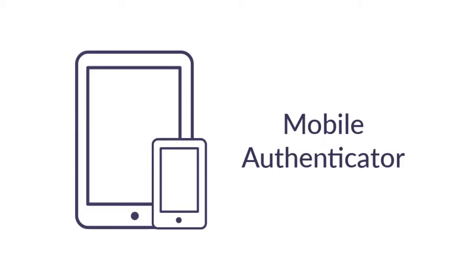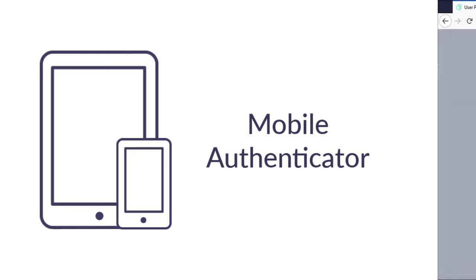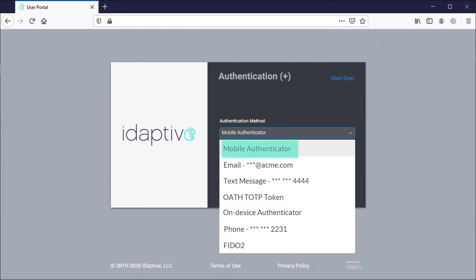If your organization allows you to use the Idaptive app on a mobile device to prove your identity when signing into the portal, and you've already installed the app and registered the device to your account, you'll see Mobile Authenticator listed as one of your options to prove your identity when signing in. It may be available as the first challenge or as the second challenge, depending on your organization's requirements.